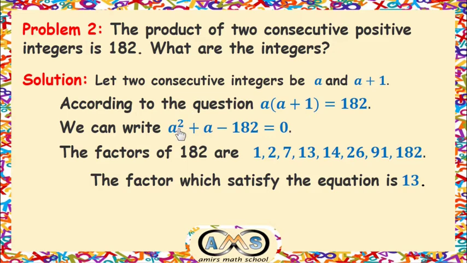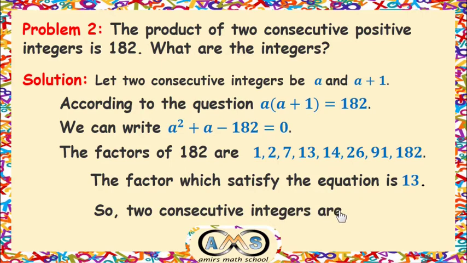So the solution of this equation is a equal to 13. So our first number is 13 and the next number is 13 plus 1, which is 14. So we can say the two consecutive integers are 13 and 14.